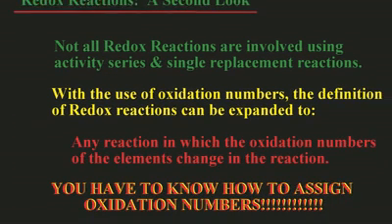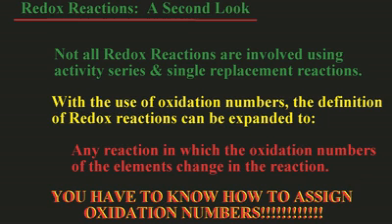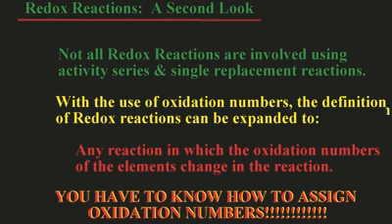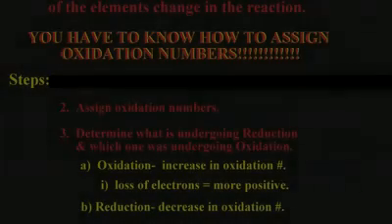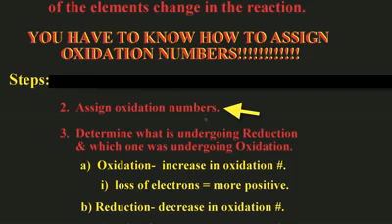So as a result, you have to know how to assign these oxidation numbers. If you haven't watched those videos, haven't practiced those concepts yet, please do so. It's essential and foundational to being able to determine which one's undergoing oxidation, which one's undergoing reduction. So here are the steps. After you assign these oxidation numbers, you can determine which one's undergoing reduction and which one's undergoing oxidation.